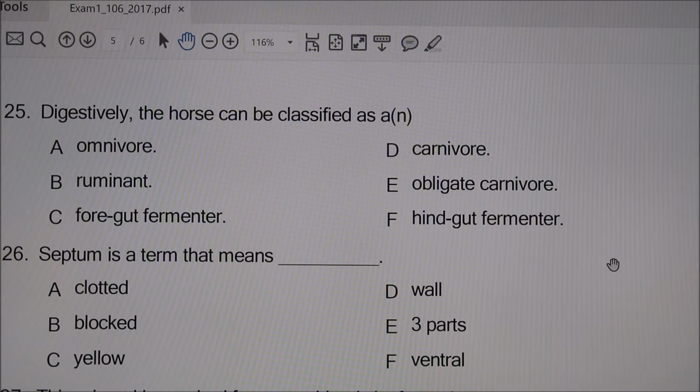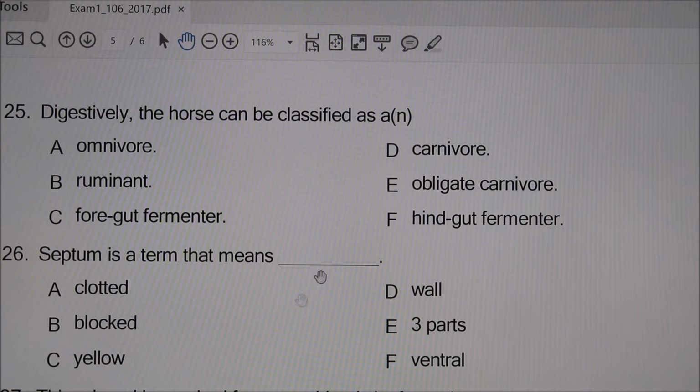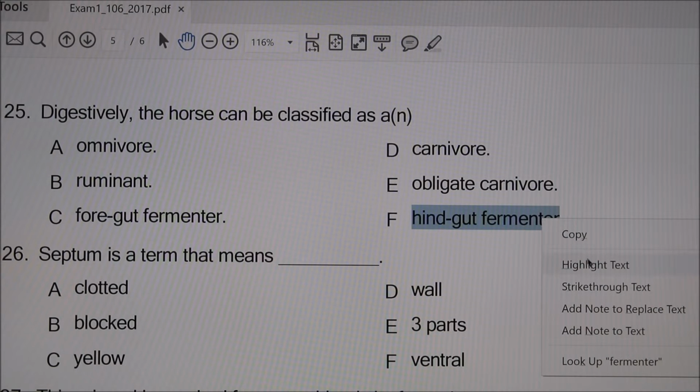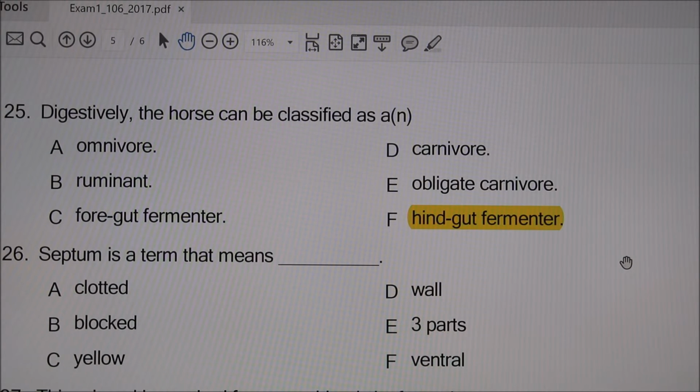Now, 25. Somebody did the comparison of horses, ruminants, and dogs or cats. I can't remember which one it was. Doesn't really matter on that one. We talked about the horse having a cecum, and that means digestively the horse can be classified as a hindgut fermenter, fermenting fiber past the small intestine.